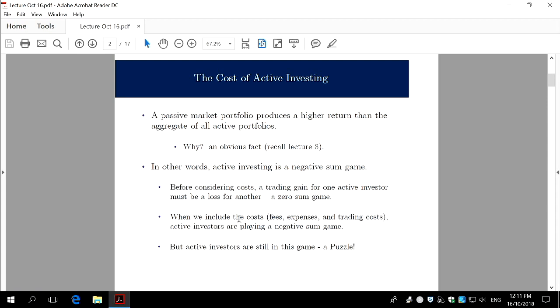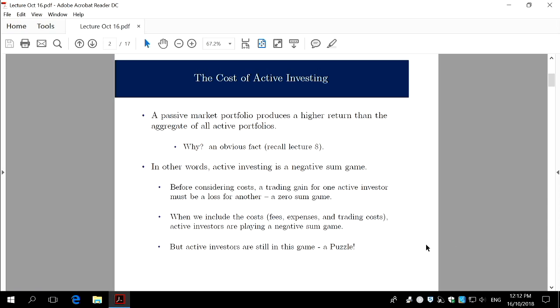However, there are significant costs: fees, expenses, and trading costs. That means all those active investors are actually playing a negative sum game. On average, they are below the index return. So the average is already below. That is why it is called a negative sum game. If this game looks so bad, the question is why active investors are still in this game. That's actually a great puzzle in finance. It's not really a trivial thing.